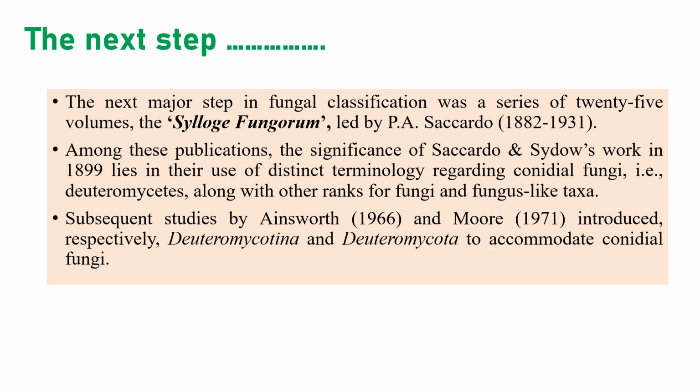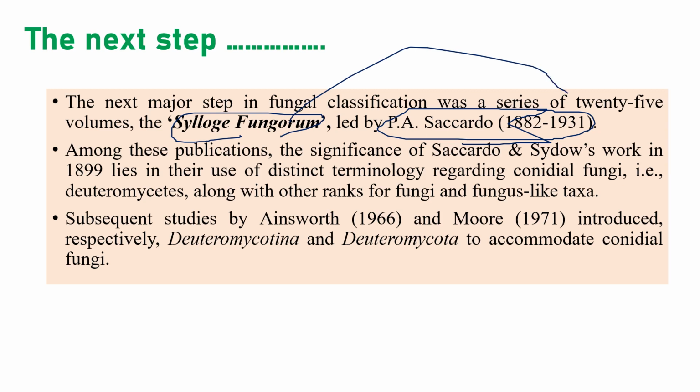The next step in the classification after Persoon and Fries is Sylloge Fungorum, written by P.A. Saccardo. He started classifying the fungi in his book Sylloge Fungorum. It's a very important book which comprises almost 25 volumes, a series of 25 volumes. Actually it's 26, but probably one out of the 26 is not mentioned anywhere. In these volumes he identified and classified various kinds of fungi. This is also a very important next step when it comes to fungal classification.